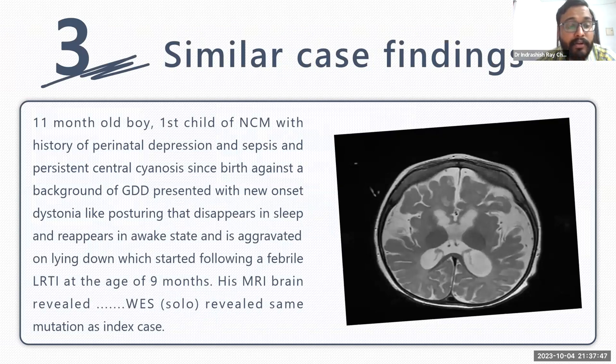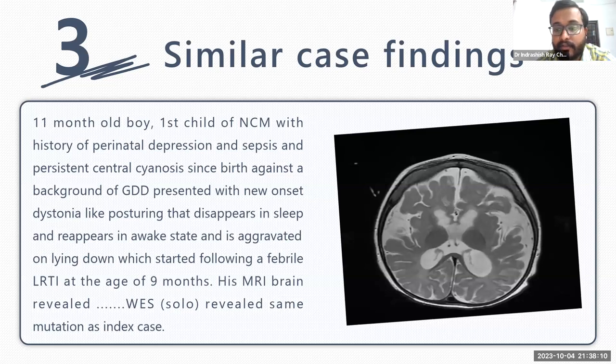So we are now treating a similar case, an 11-month-old boy, first child of non-consanguinity, with a history of perinatal depression and sepsis and persistent central cyanosis since birth, against a background of global developmental delay, who presented to us with new-onset dystonia since 9 months of age, like posturing that disappears in sleep, reappears when awake, and is aggravated on lying down. It started following a febrile LRTI at the age of 9 months.